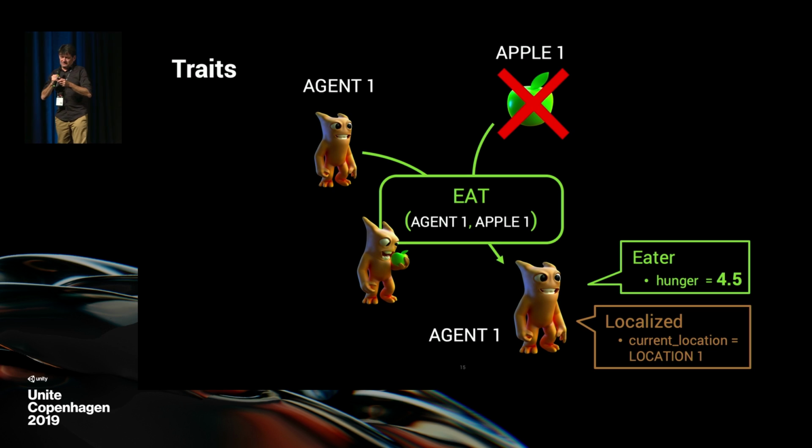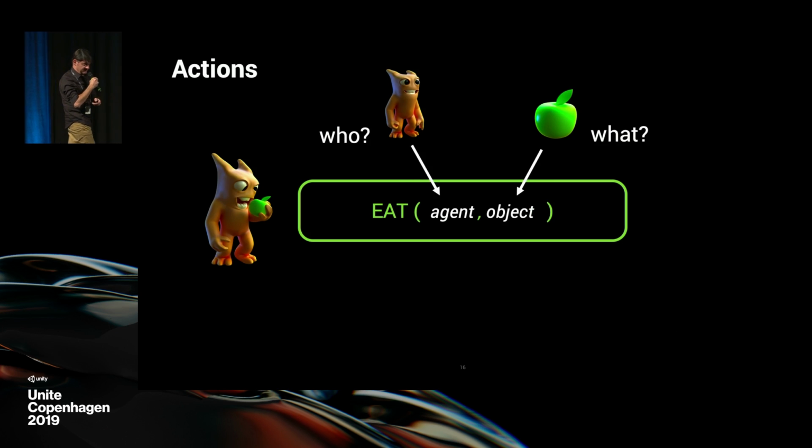So this is how traits define the relevant variables of your problem. This is the first part of the language. The second part are the actions. So you define your traits, you define your actions. Let's dive a little on how we define an action. Actions have parameters that represent domain objects that are involved in the behavior. In this case, we will have one parameter for the agent which is going to eat, and one parameter for the object which is going to be eaten.